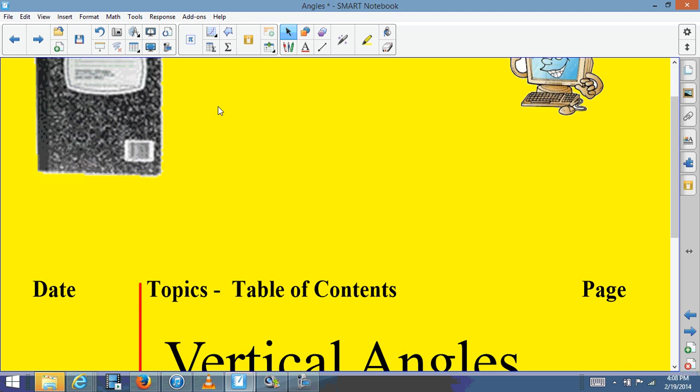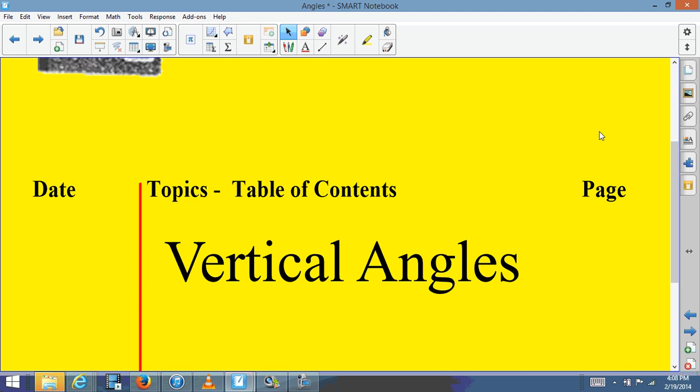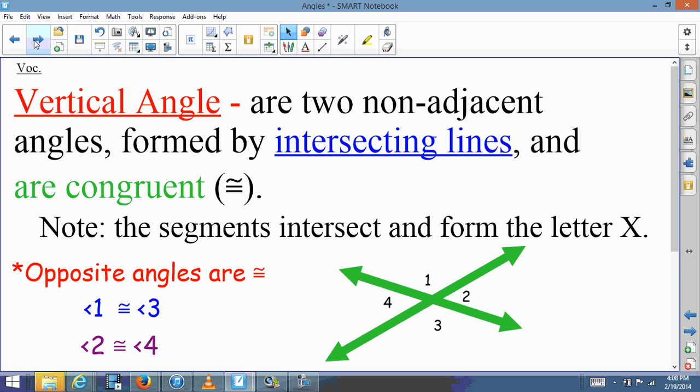So, we're going to talk about those angles that are formed, which are called vertical angles. Vertical angles are two non-adjacent angles formed by intersecting lines and are congruent. This is the symbol for congruent. It has an equal sign with that little tilde on top. So congruent means about equal to.